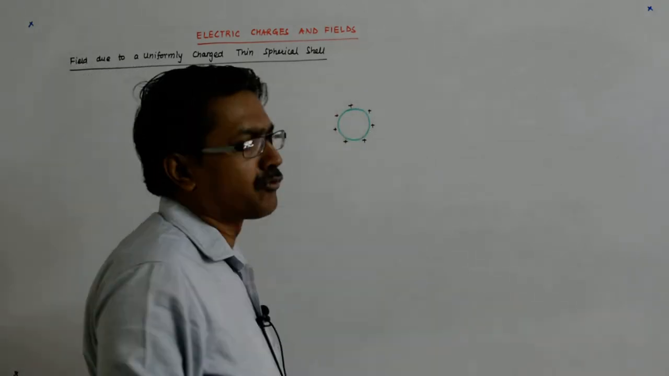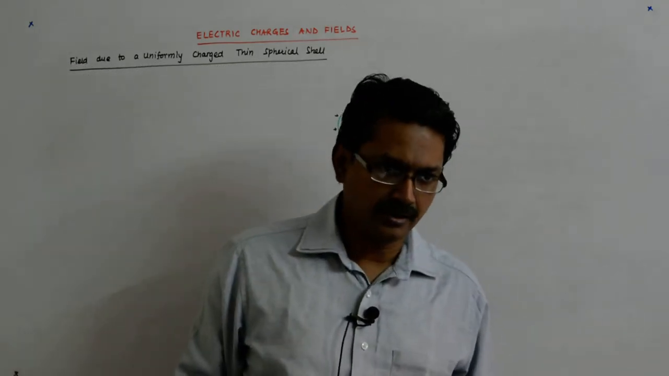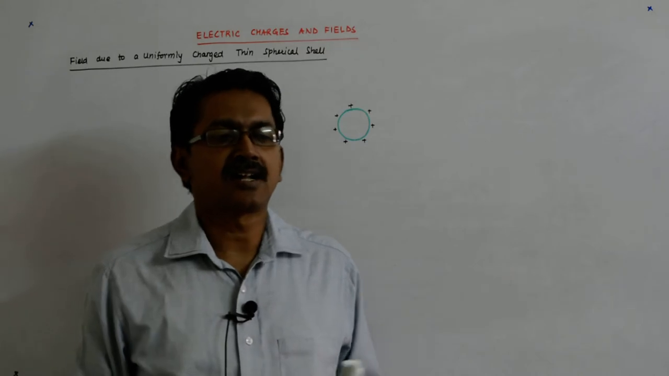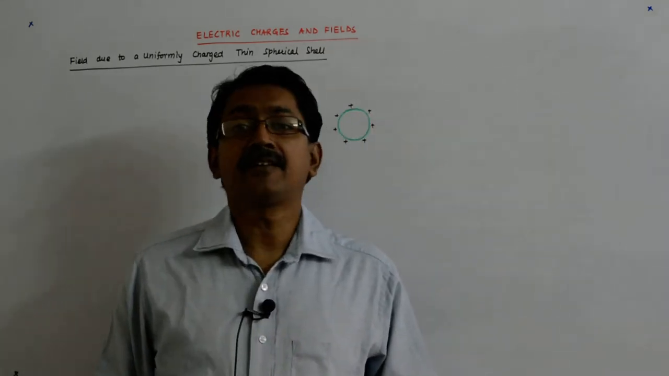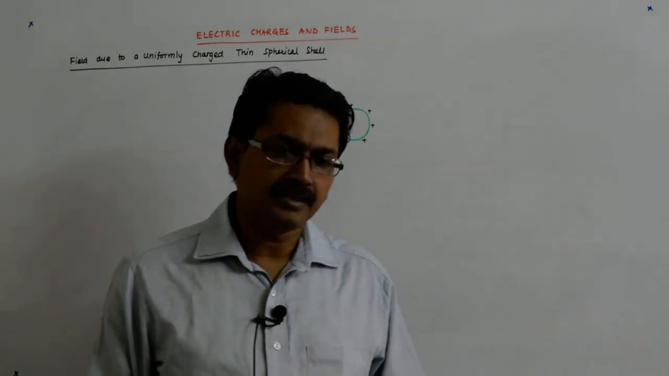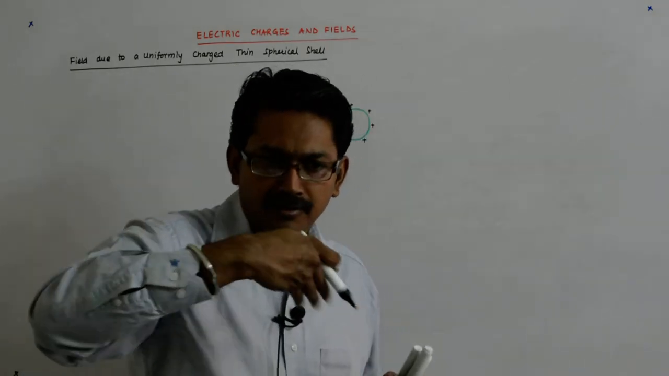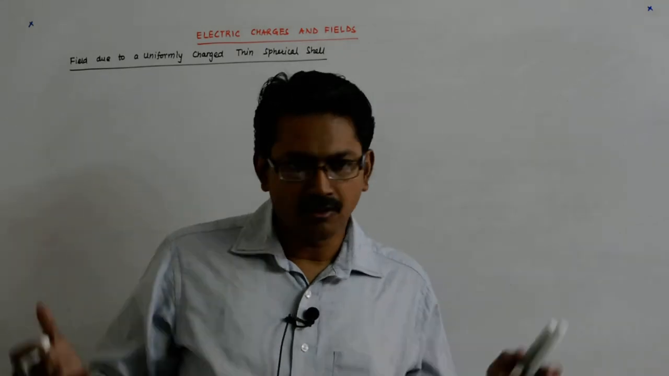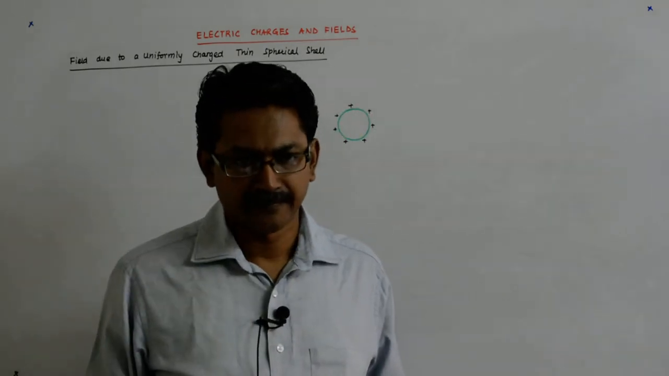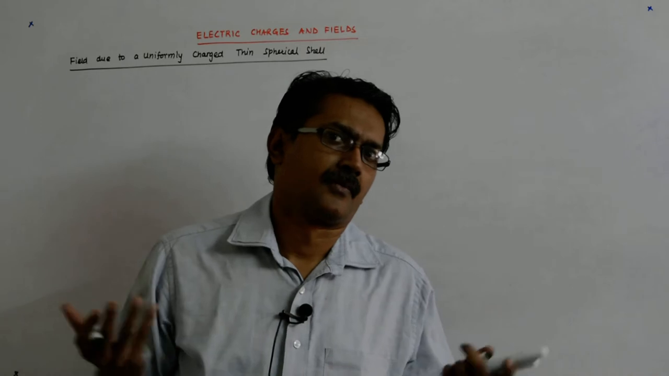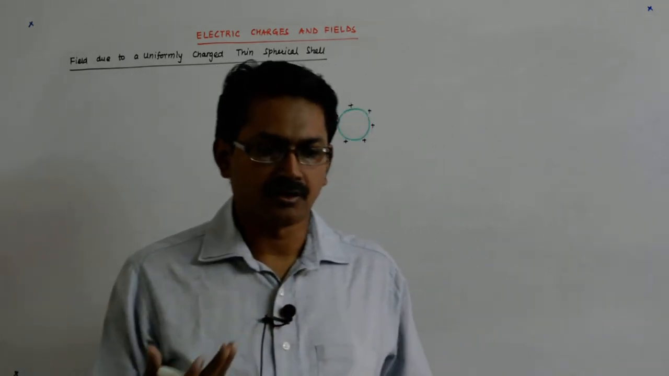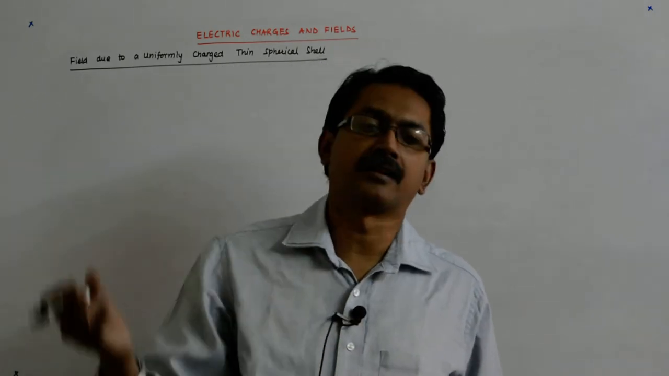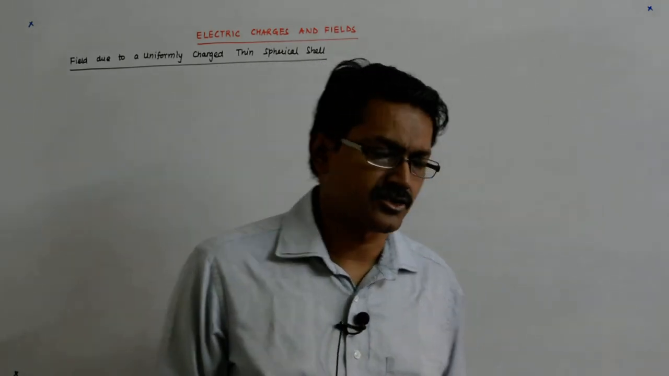If it was a metal sphere, then the charges automatically get uniformly distributed. If it was an insulator, then you will have to kind of spray it or brush it around, maybe by some brush or something. So you have to spread the charge around.